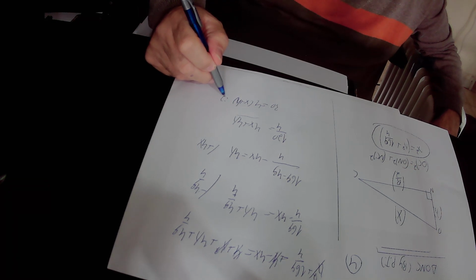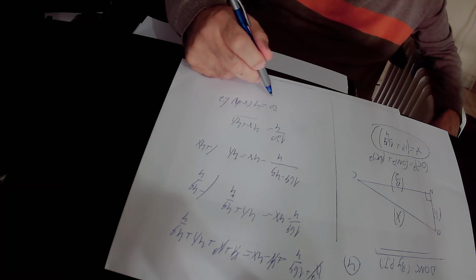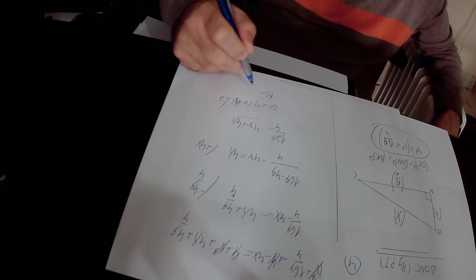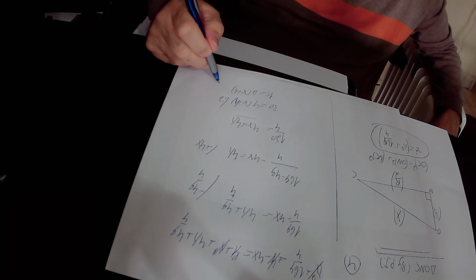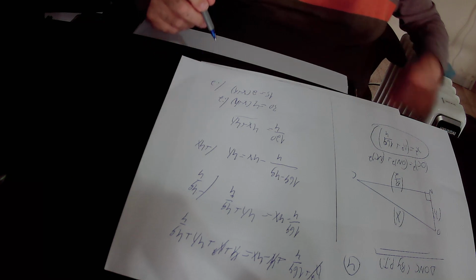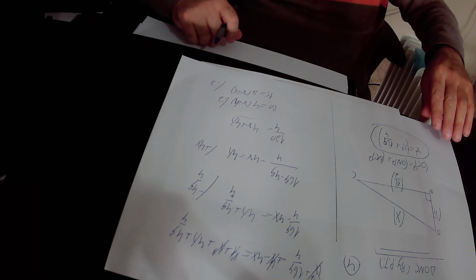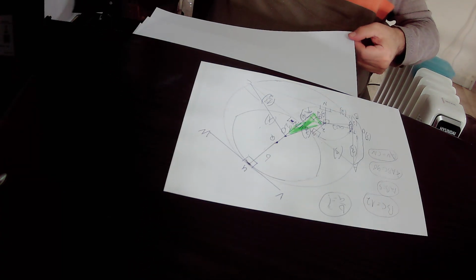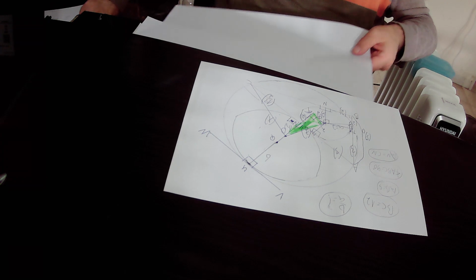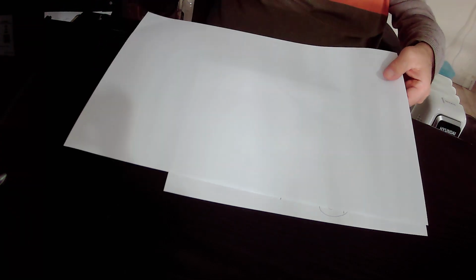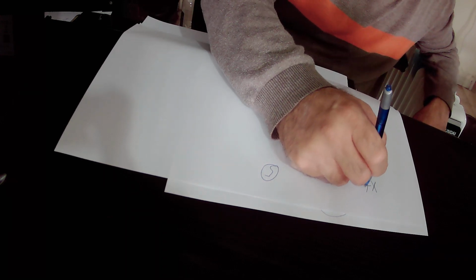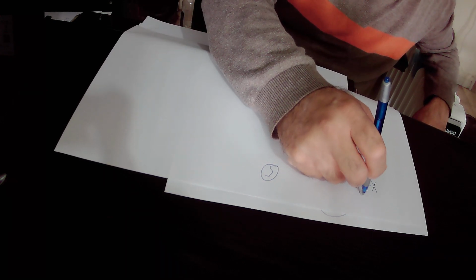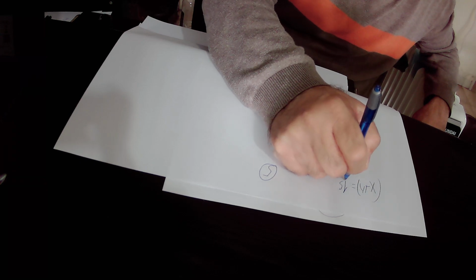Here we divide this equation by 2 and get that 30 over 2 is 15, so 15 equals 4 over 2, which is 2, times x plus h. Here we divide this equation by 2 and finally we get that x plus h equals 15 over 2. X plus h equals 15 over 2.